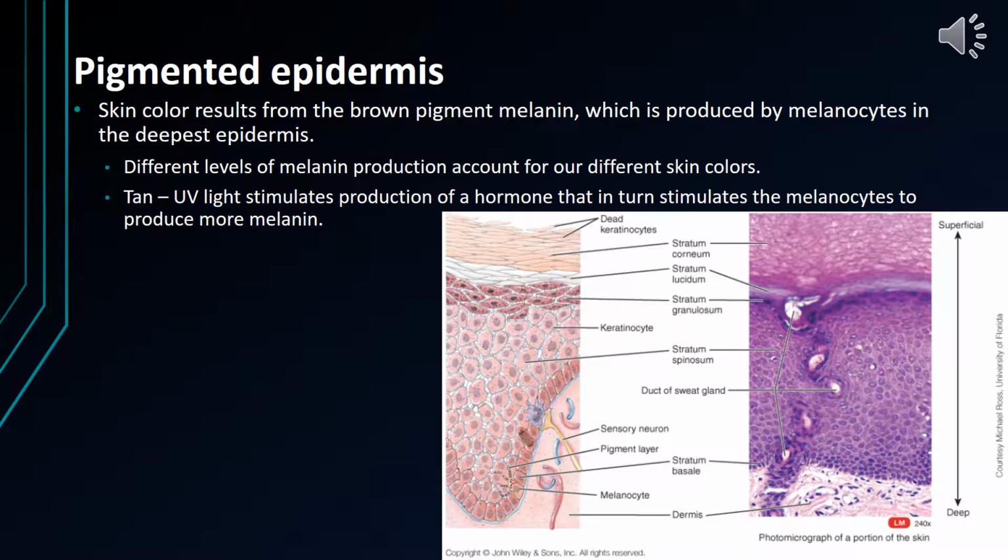Now a tan results from UV light stimulating production of a specific hormone, which in turn stimulates the melanocytes to produce more melanin. So essentially, a tan just occurs when someone has made their melanocytes produce a higher amount of melanin. And here in this diagram, you can see where the melanocytes are, and they're just this bottom-most layer of cells within the epidermis.